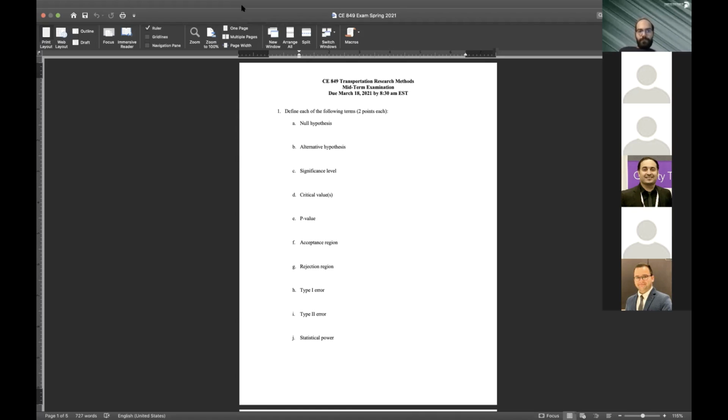The last three terms are also closely related to one another. So type 1 error, Asan, can you give me a definition for type 1 error? Yes, it is rejecting the null hypothesis when it is true. Exactly. And how about a type 2 error? It is failing to reject the null hypothesis when it is false. Exactly. Do you want to make it 3 for 3 and give me a definition for statistical power as well?